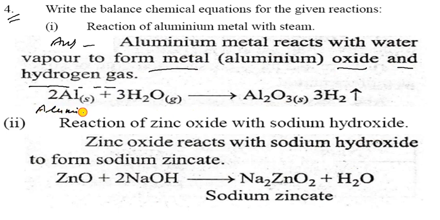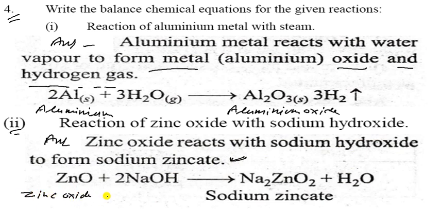Write the balanced chemical equation for the given reaction. First one is reaction of aluminum metal with steam. So that one is the answer. Aluminum metal reacts with water vapor to form metal oxide. So it forms metal oxide and hydrogen gas. So this is the reaction. It is the aluminum and it is the aluminum oxide.